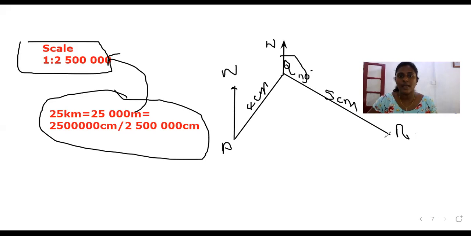After that, you can join PR. In our question, it is asking to draw the scale diagram and describe the position of R with respect to P. Now, in our question asking the position of R with respect to P, right, so again from P we want this north direction. Now we want this angle and also this length.